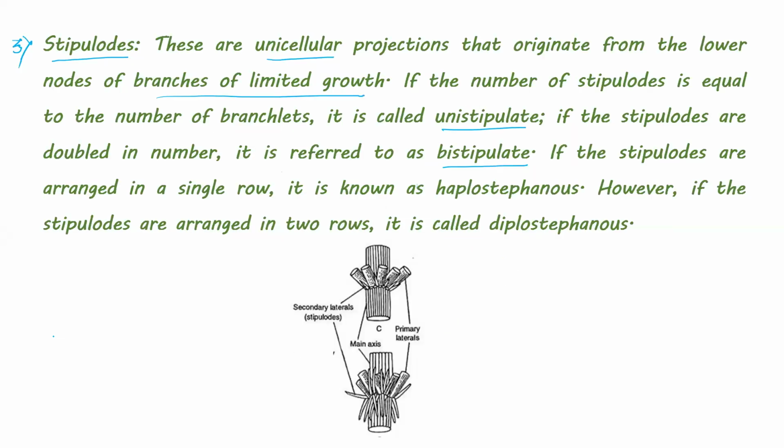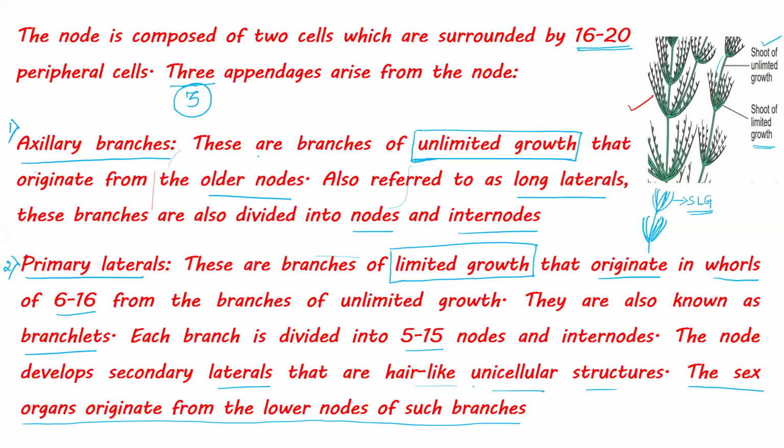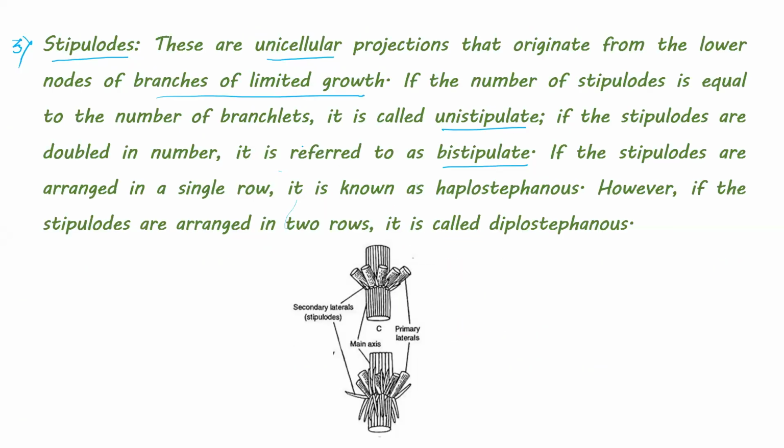So if the number of stipulodes are equal to the number of primary branches or primary laterals, then what do we say? We call it unistipulate, and if the stipulodes are double in number, it is referred to as bistipulate. Clear? If the stipulodes are arranged in a single row, it is known as haplostephanous. However, if the stipulodes are arranged in two rows, it is called diplostephanous. Just see the picture. These are easy diagrams. You can draw it well in your exams also.